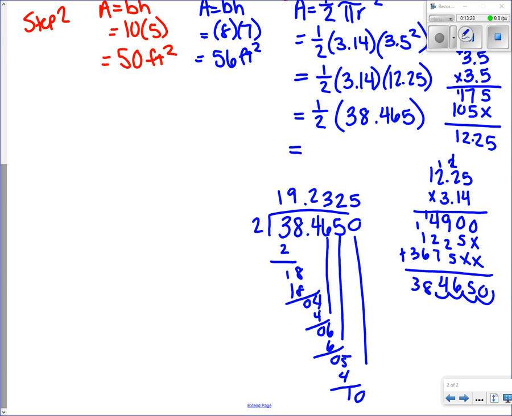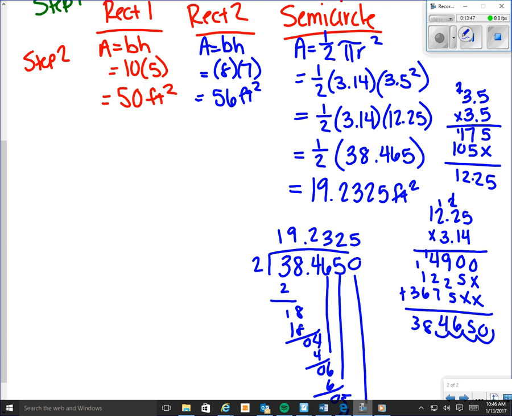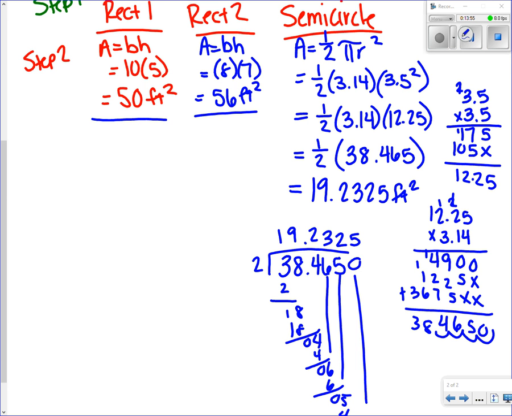So the area of my semicircle is 19.2325 feet squared, or the proper way to say that is 19 and 2,325 10,000ths. That's lots of fun to say. Okay, so from here, now we're going to have to add all 3 of our areas. So I'm going to add my 50 feet, my 56 feet, and this really long one that we just solved. So because we have a decimal, I'm going to line up the decimals, and if I need to add additional zeros, I will.